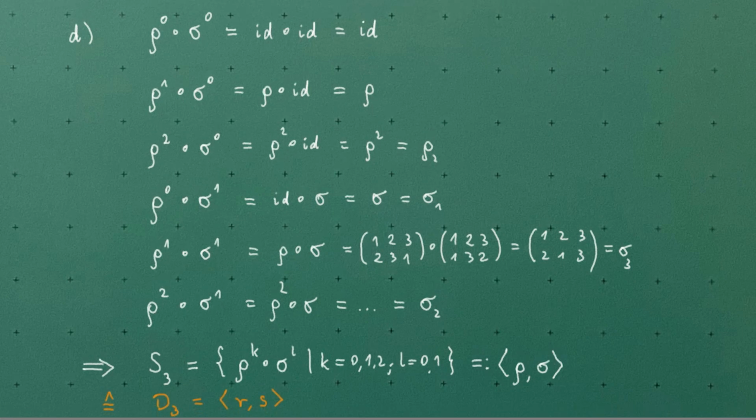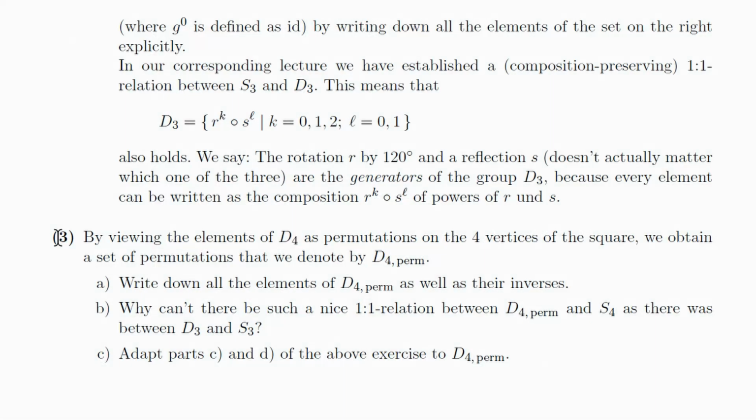And now, since we know that there is this nice one-to-one correspondence between S3 and D3, the dihedral group of the equilateral triangle, we immediately see that also the group D3 is generated by two elements, namely the corresponding symmetries. So here the rotation by 120 degrees and the reflection; it doesn't actually matter about which axis you reflect. Okay, last exercise in problem set number 2.